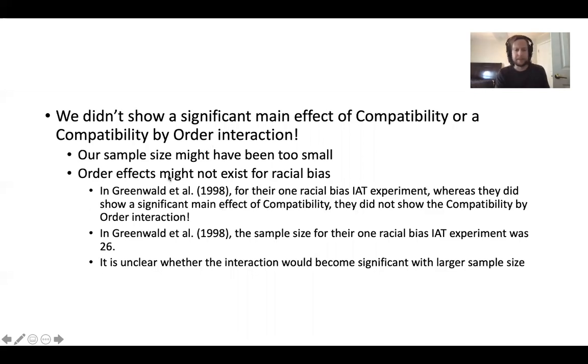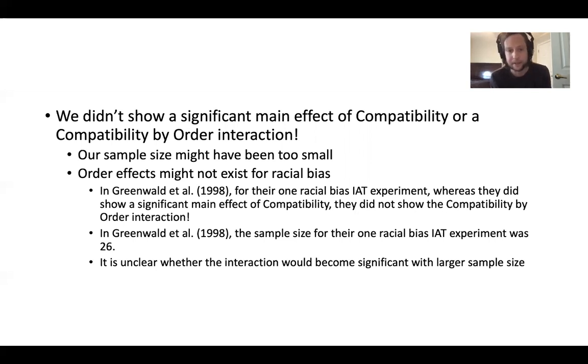And this is kind of repeating some of the statistical things I just said about the Greenwald study. Part of their issue is that for their race IAT in the Greenwald study, they did not show the compatibility by order interaction. It's not exactly clear why. It might be the case that for some reason, which is currently unknown, which is what I believe to be the case, there are no order effects for racial bias. There are order effects for bias related to flowers and insects for whatever reason. But for racial bias, at least based on the results of Greenwald 1998, there is no statistical evidence of an order effect.